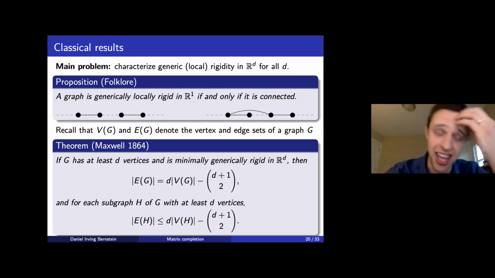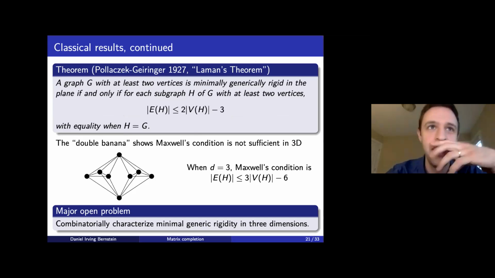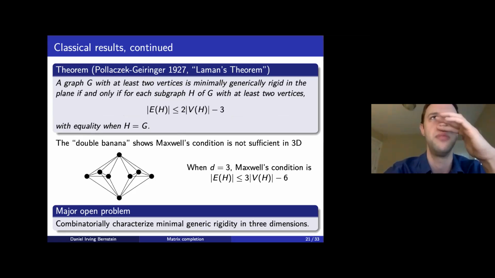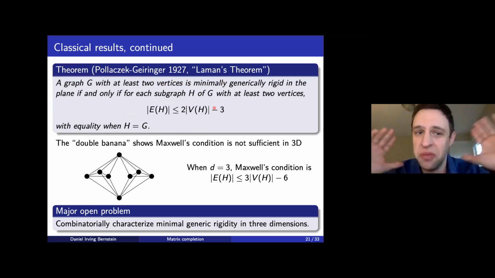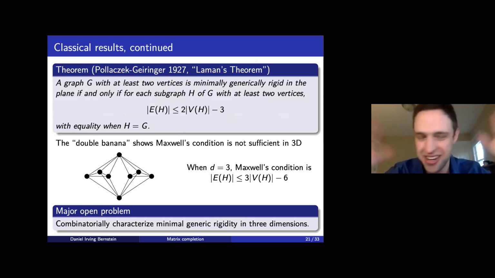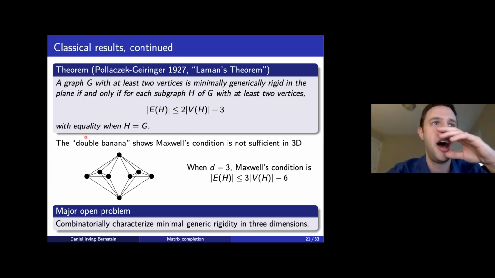So you can ask, is this true in 2 dimensions? Is it true in any number of dimensions? And it's true in 2 dimensions. This is often known as Laman's theorem, even though it was actually proven much earlier by Hilda Pollaczek-Geiringer. That necessary condition is sufficient in 2 dimensions, but that's the end of the road as far as it also being sufficient goes.